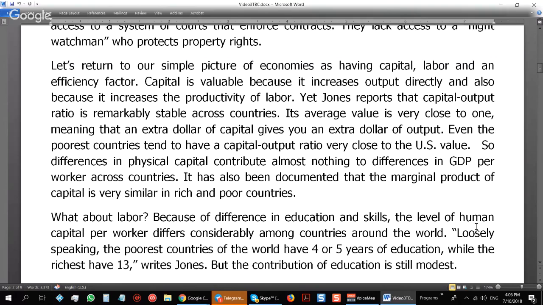So differences in physical capital contribute almost nothing to the differences in the GDP per worker across countries. It has also been documented that the marginal product of capital is very similar in rich and poor communities.